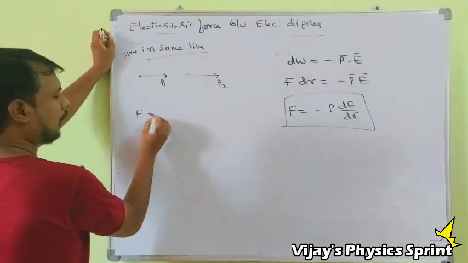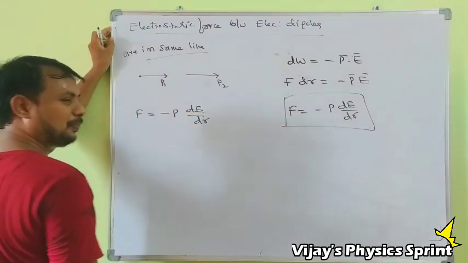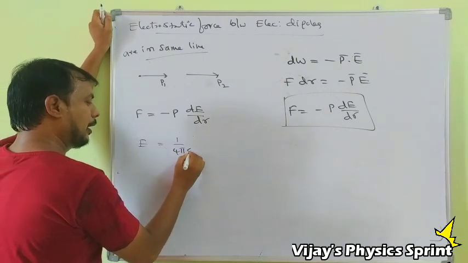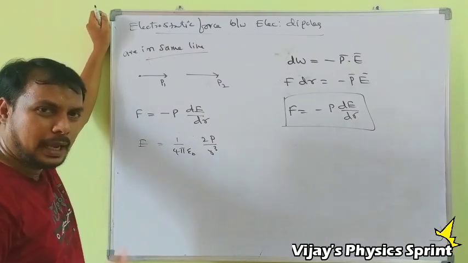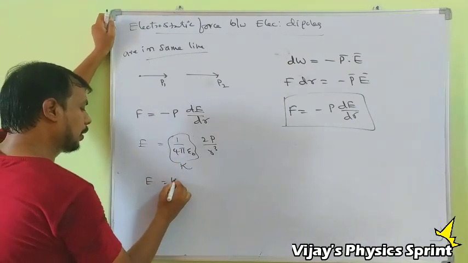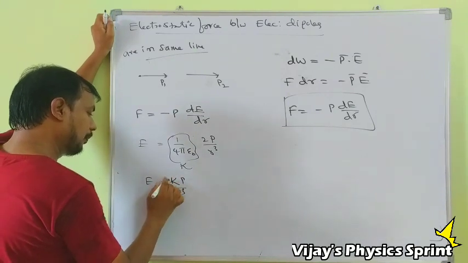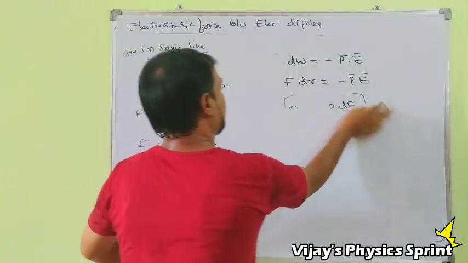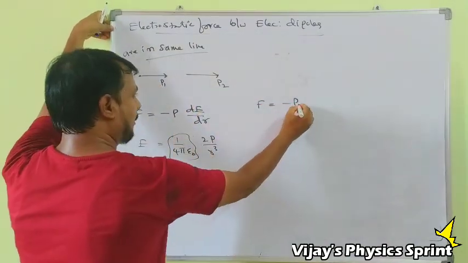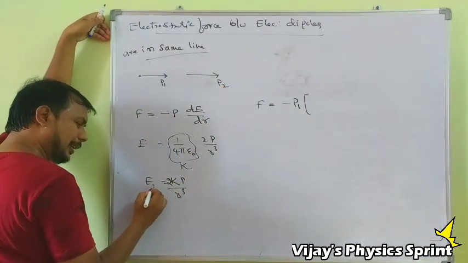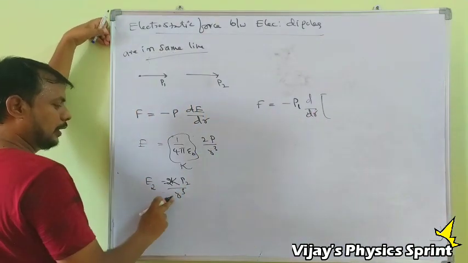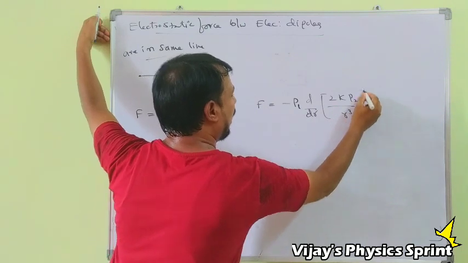For the force expression, we just calculated minus P dE by dr. Along the axial line, the electric field intensity of an electric dipole becomes 1 by 4 pi epsilon naught times 2p by r cube. Simply replacing 1 by 4 pi epsilon naught with the constant k, it is k 2p by r cube. So substitute here, then we get the force: F equals minus P1 d by dr of E2, the field of the second dipole P2 on the axial line, which is nothing but 2 K P2 by R cube.